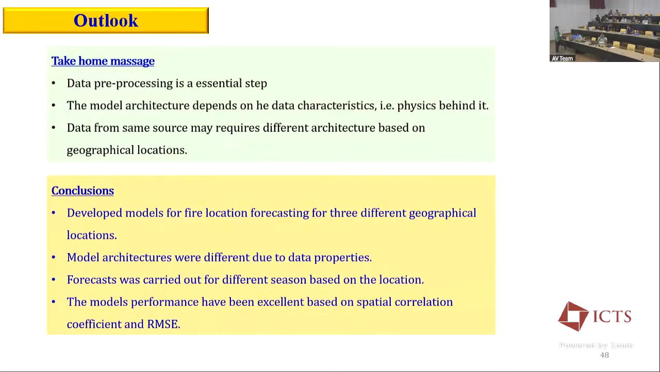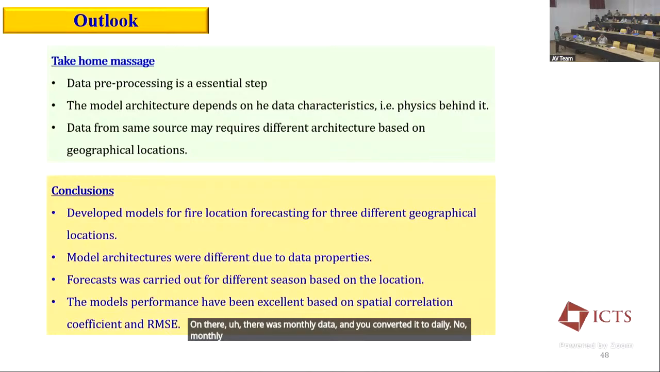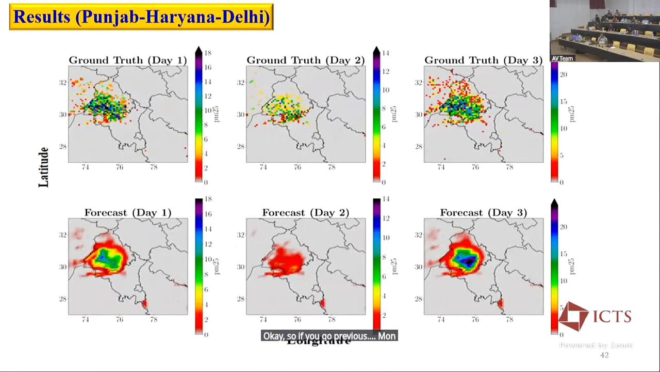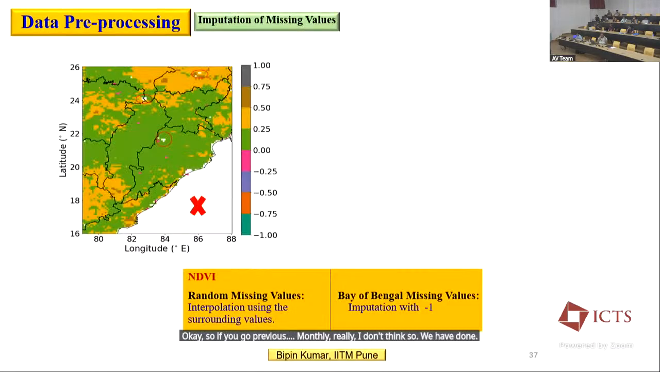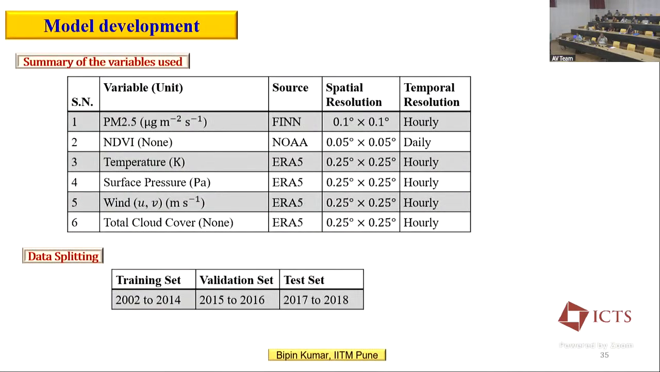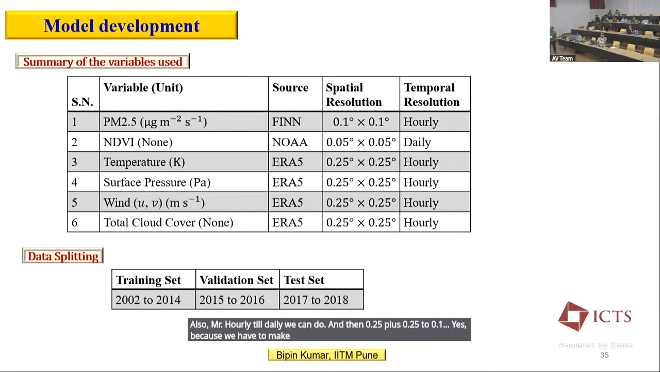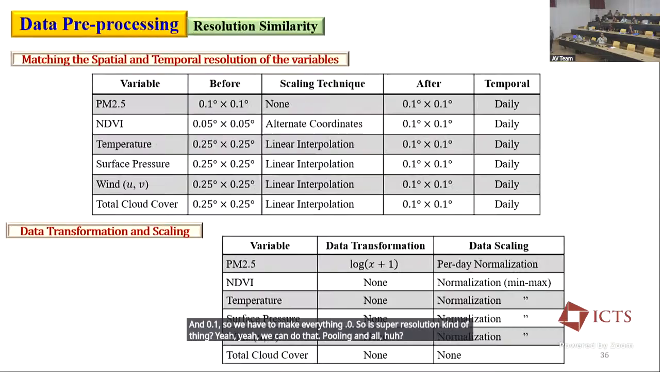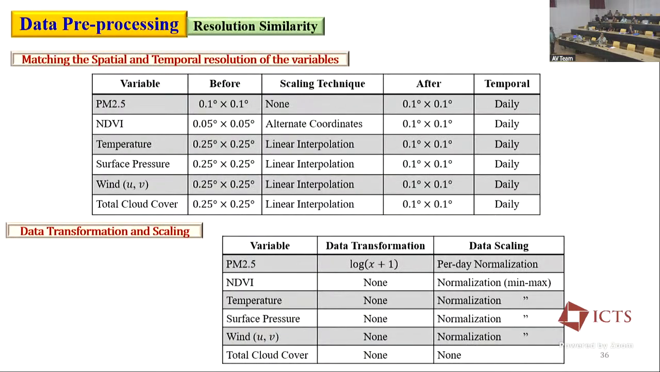There was monthly data and you converted it to daily? No, monthly is not daily. If you go to the previous slide, sorry, hourly. Hourly to daily we can do. And then 0.25 by 0.25 to 0.1, yes, because this is the main target, which is 0.1. So we have to make everything 0.1. So it's a super-resolution kind of thing. Yeah, we can do pooling and all.